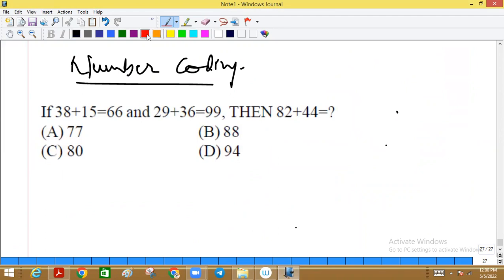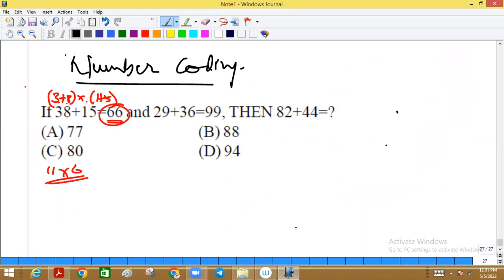Okay. So, for example, see here, 38 plus 15 is squared as 66, 29 plus 36 is squared as 99, then how is 82 plus 44 squared? This is the thing. See what you have to get here? 66. By using this 38 and 15, you have to get 66. It doesn't matter how you are doing it. By using these numbers, that is 38 and 15, you have to get 66. So how can we do that? For example, 3 plus 8. What is 3 plus 8? 11, multiplied by 1 plus 5. So 11 multiplied by 6, right? So it is 66. See the logic here.